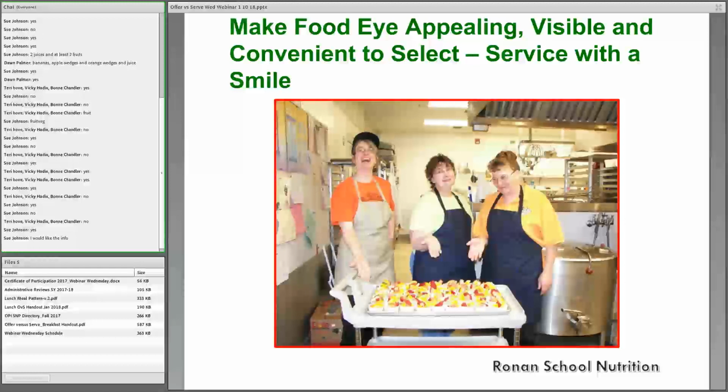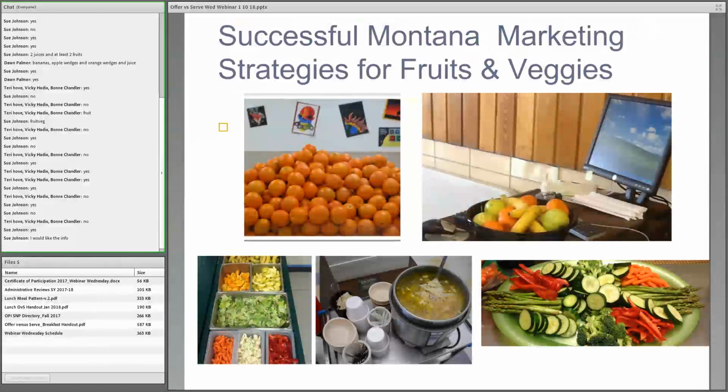These are the ladies from Ronan. This picture is fairly old, but I love it because it shows that they're doing these beautiful fruit cups, and what student wouldn't want to select one of those with these lovely ladies smiling at them so nicely? So service with a smile is really important as your students or your customers go through the line.